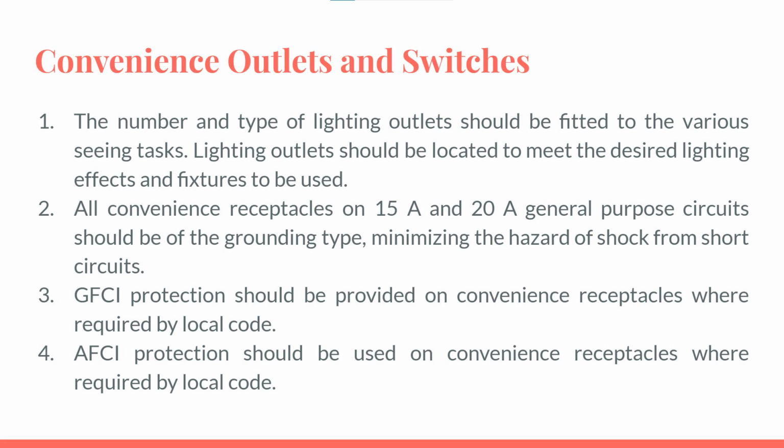Convenience outlets and switches. First, the number and type of lighting outlets should be fitted to the various seeing tasks. Lighting outlets should be located to meet the desired lighting effects and fixtures to be used. Second, all convenience receptacles on 15 ampere and 20 ampere general purpose circuits should be of the grounding type, minimizing the hazard of shock from short circuits.